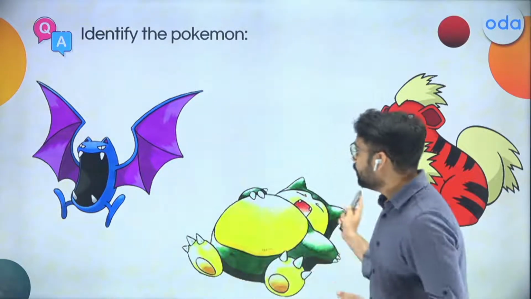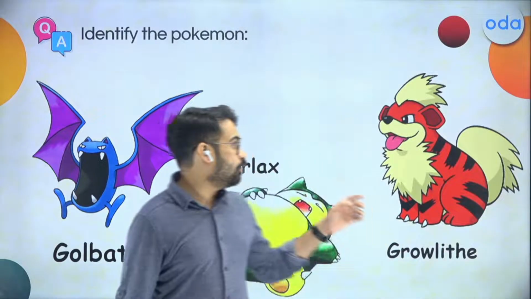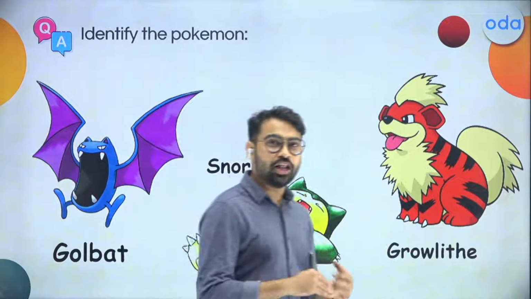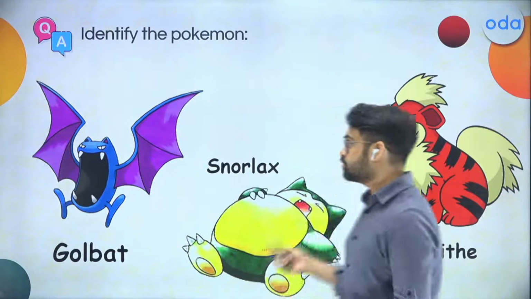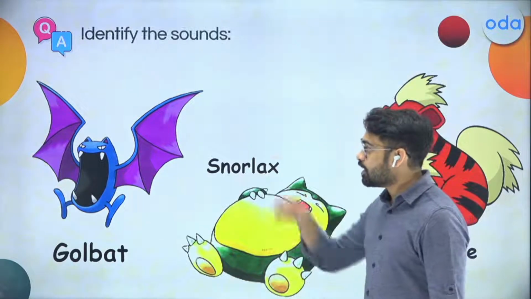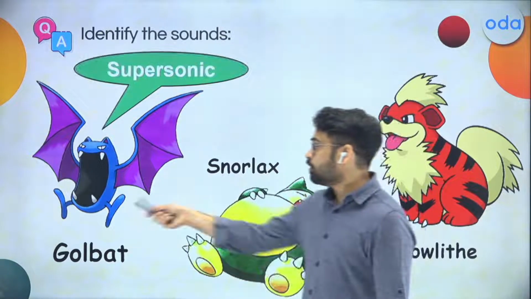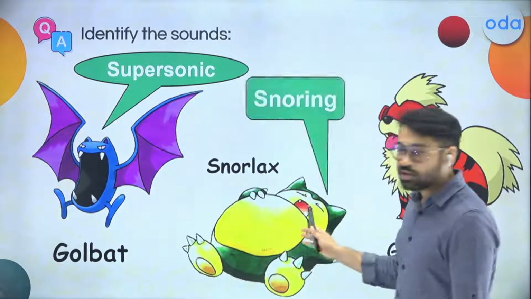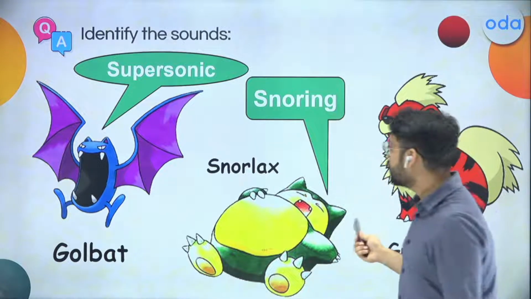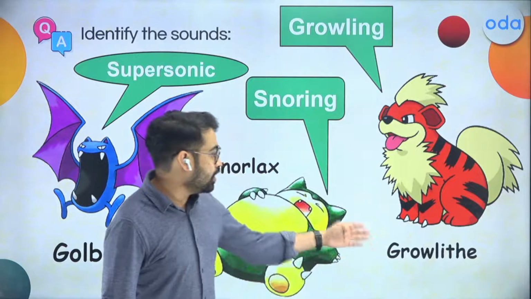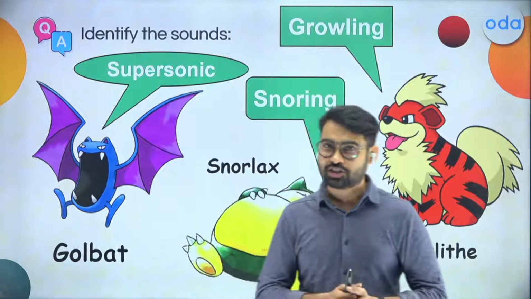I know it for sure. Maybe you would know it as well. This one is Golbat, this one is Snorlax, and the other one is Growlithe. But my point is, how do we relate it to sound? How are the things that we see and love related to sound? So, you might be asked the next question: identify the sounds related to them. It happens that bats can produce supersonic sound, Snorlax is always snoring, always sleeping, and snoring is the sound he will produce. And Growlithe will growl for sure.